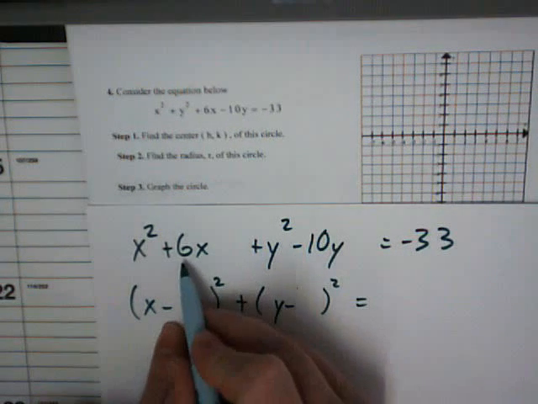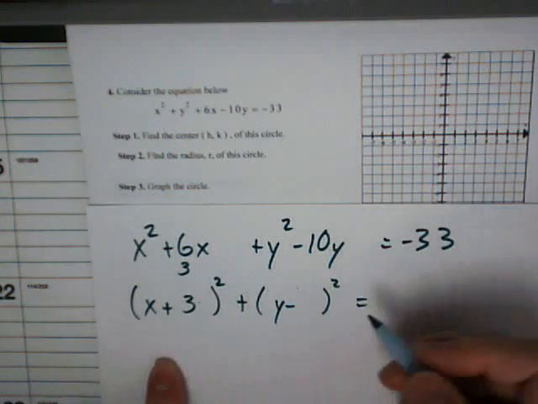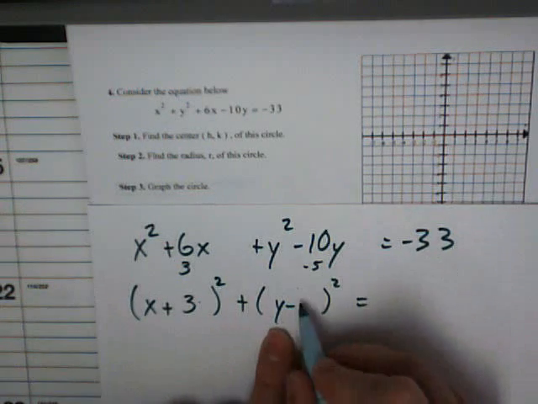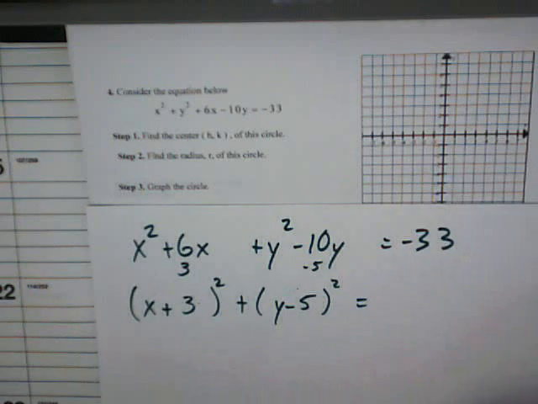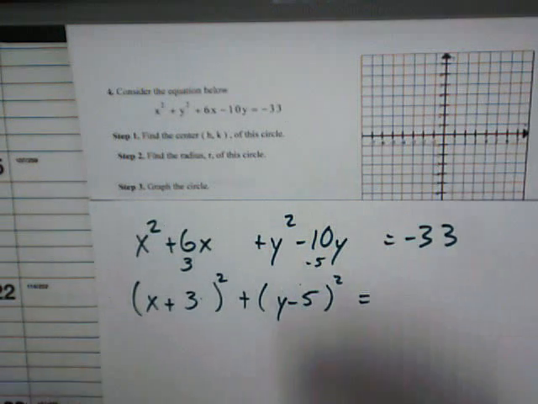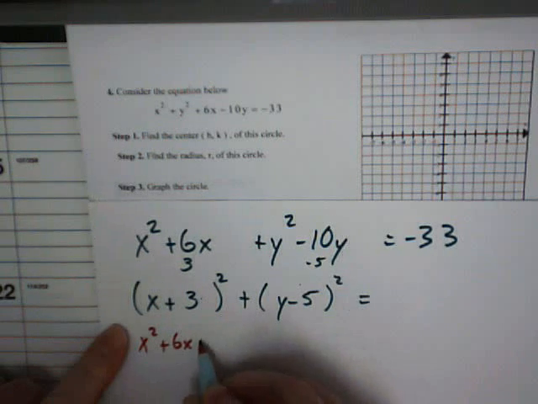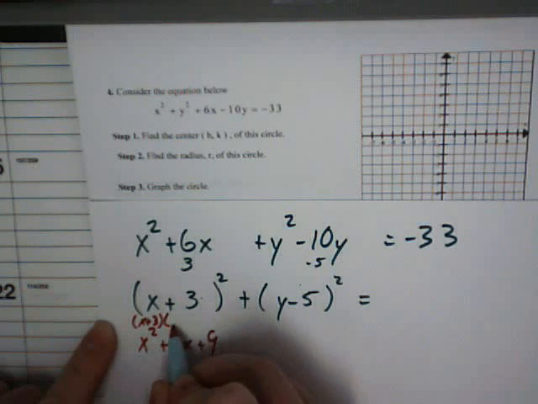Well, what I can do is completing the square. So what you do is you take half of this guy right here. Half of this is 3, positive 3, so I'll say plus 3. You take half of this, which would be negative 5, and I say minus 5. Now think about this for a second. If I was to multiply this out, I would have x squared plus 6x plus 9.